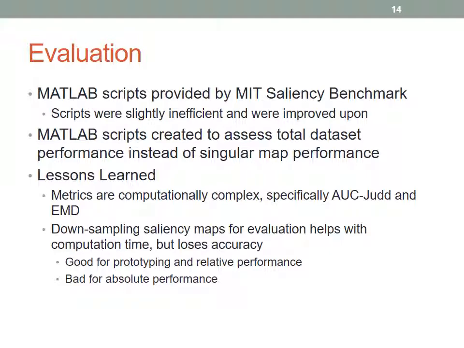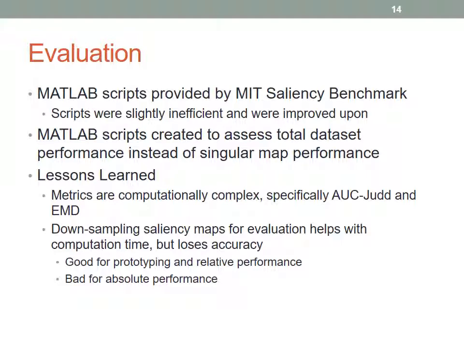So some lessons learned is that the metrics are computationally complex. For my simple test I even downsampled the saliency maps. I brought the resolution from like 1080 by 1920 down to like 600 by 800, and even then it took an hour to go through 2,000 images. Whereas it only took 12 minutes to generate the saliency maps, evaluating the metrics took a lot longer. Specifically, the area under the curve for Judd and the Earth mover's distance take a long time. So I did some improvements to try to bring it down to an hour. Otherwise, it'd be several hours.